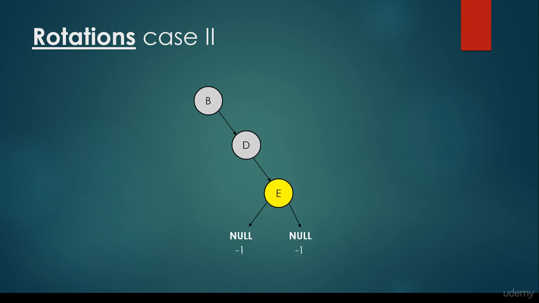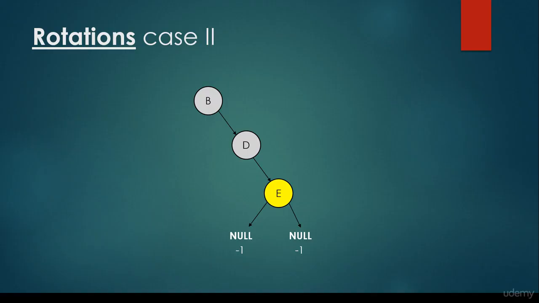But let's check whether it is a valid AVL tree or not. The E has a left null child and a right null child. Both of them have the height parameter -1. It is okay. What about the D? We have the left child with height parameter -1, and because E is a leaf node, it has the height parameter 0. Okay, it doesn't violate the AVL property. The difference between the height parameters doesn't exceed 1.